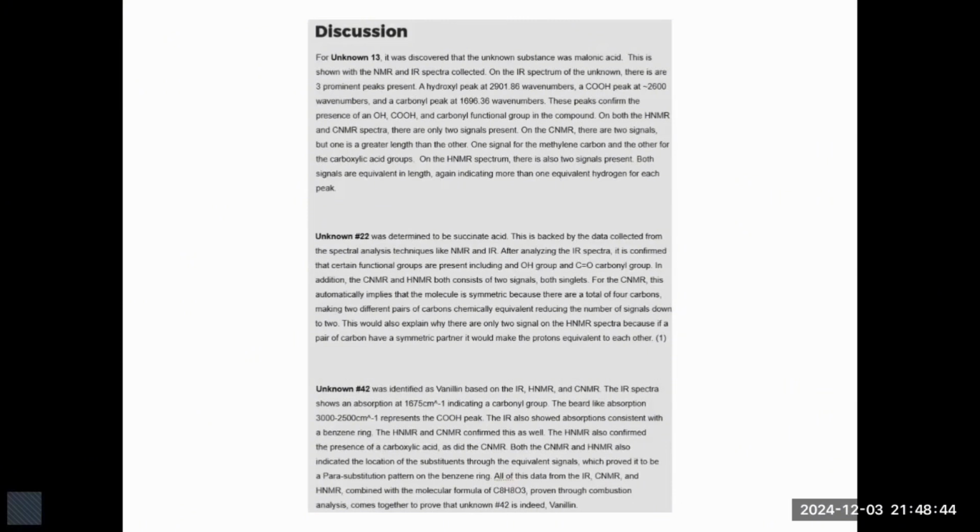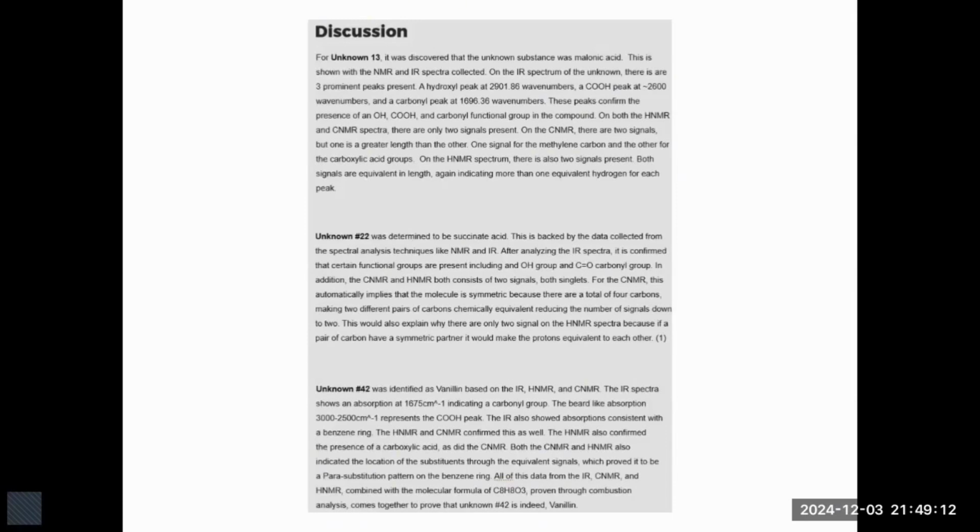On both the HNMR and CNMR spectra, there are only 2 signals present due to the symmetry of the compound. Unknown number 22 was determined to be succinic acid. This is backed by the data that was collected from the spectroanalysis techniques like NMR and IR. After analyzing the IR spectra, it is confirmed that the certain functional groups that are present in the unknown molecule include an OH group and the carbonyl group of the carboxylic acids.